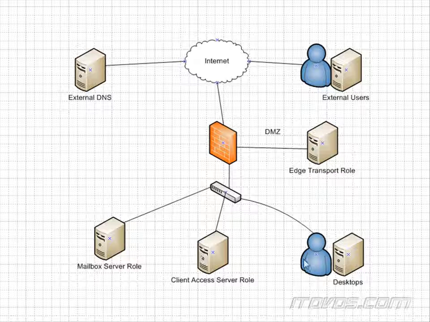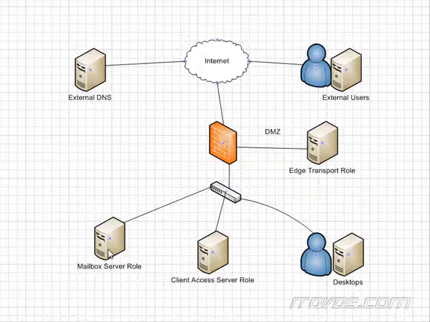So now when Bob Smith connects via Outlook, connects to the Client Access Server, the Client Access Server connects to the mailbox server and returns that email information, all of his emails, to the Client Access Server. The Client Access Server sends it back to Bob Smith, and Bob Smith sees it in his Outlook.